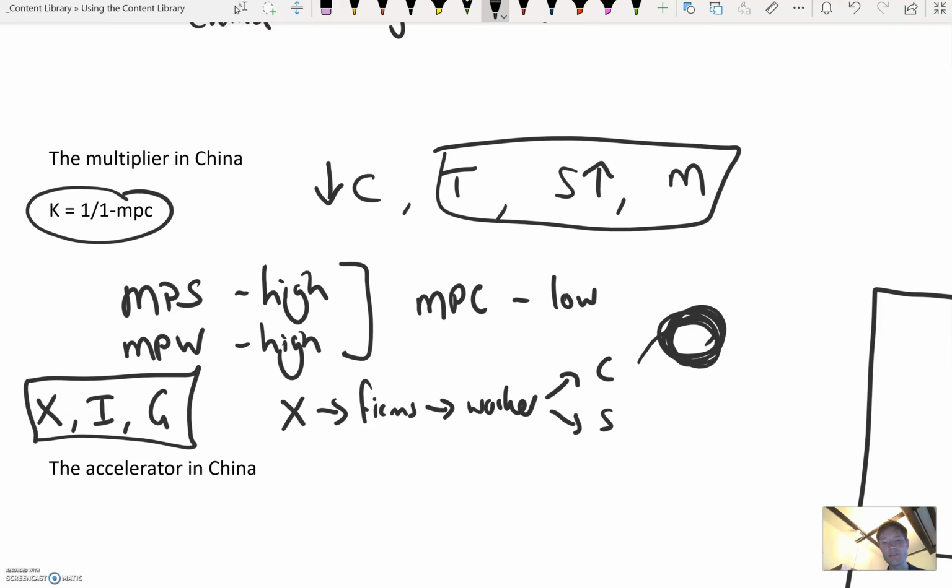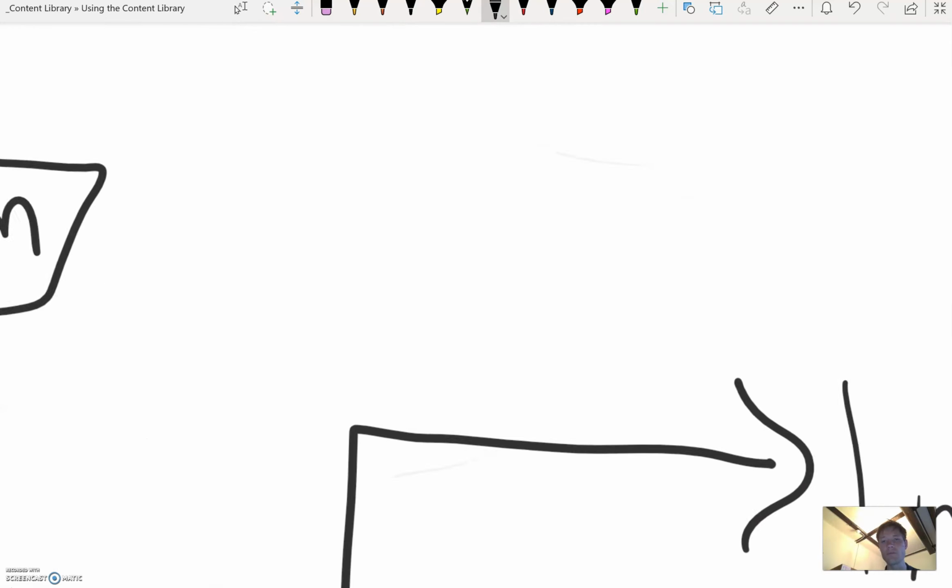However, in China, that export goes to firms, it goes to workers, and then less of it is consumed. So we have a smaller multiplier effect, whereas the other one goes into a pool of savings. And therefore we can say firstly then, the multiplier in China is going to be lower than the multiplier in, let's say, for example, the UK.